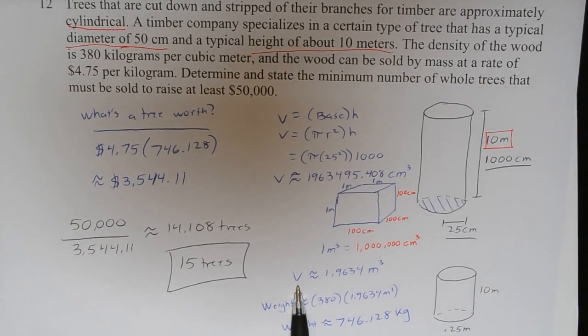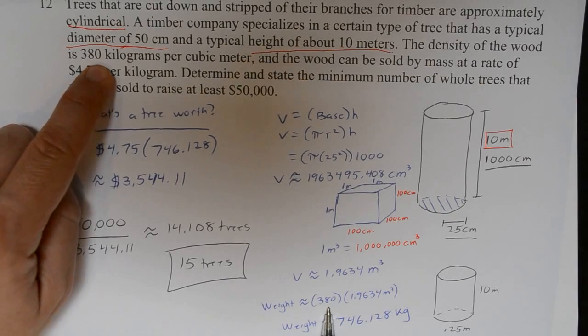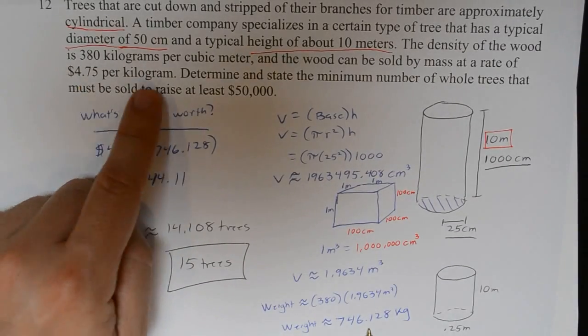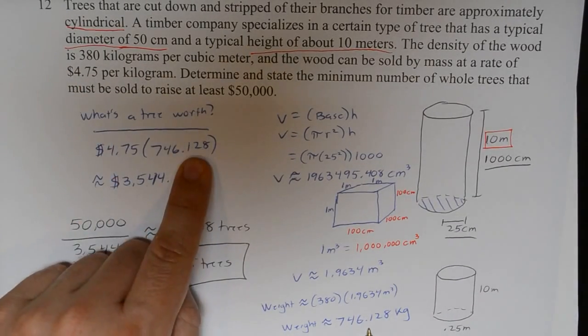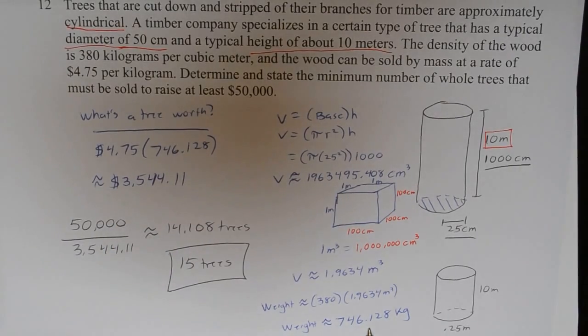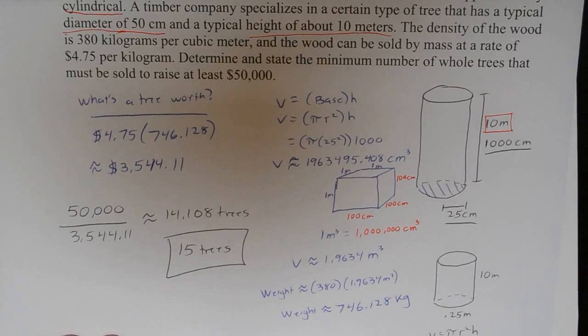Volume, once we had that, we use that to figure out how much these things weigh, right? 380 kilograms per cubic meter. So from cubic meters, multiply that by kilograms, we get weight. Now that we know how much they weigh, we can figure out what they're worth. $4.75 per kilogram. That's a tree. 50,000 divided by one tree. We need 15 trees. I hope you enjoyed that one. There was a whole lot of stuff going on there. Hope that makes sense.